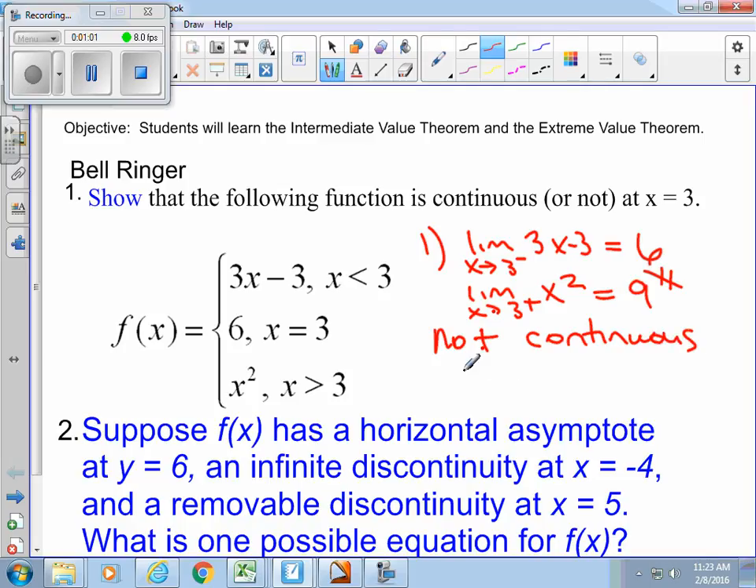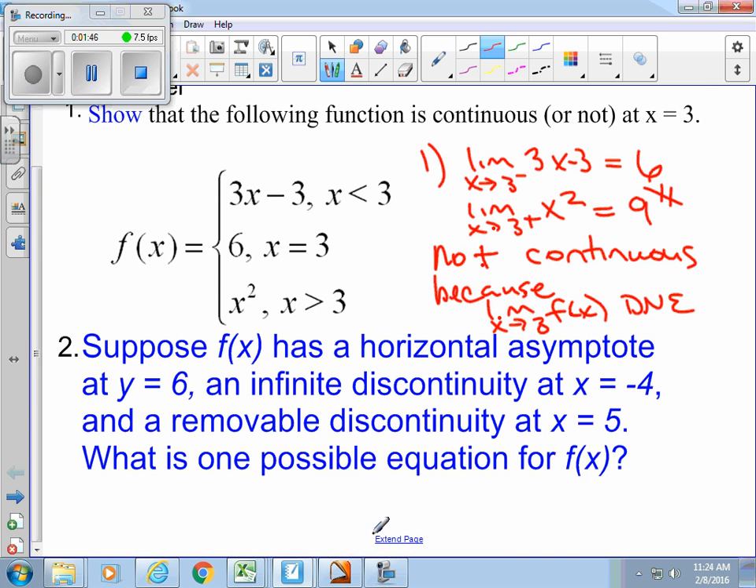Why not? Right, because the limit as x approaches 3 of f of x does not exist, right? And if any of the three parts don't work, then I'm done. If this had shown that they were equal, then I would have to go on and say f of 3 is 6. And then I would need to go on and say the limit as x approaches 3 of f of x equals 6, which equals f of 3. But this is enough to show that it's not continuous. As long as one part doesn't work, I'm done.